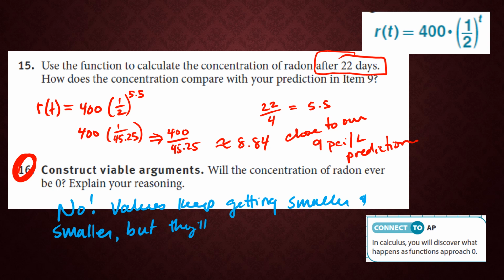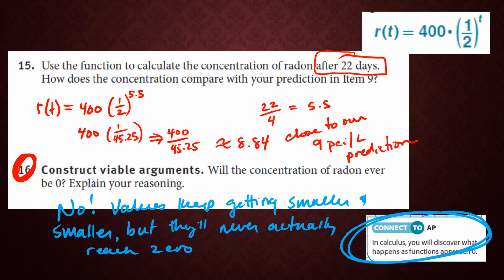That's because there's an infinite number of numbers, even between 1 and 0. They'll just keep getting tinier and tinier, smaller and smaller decimals. Never actually reach 0. And that'll be fun when you get to calculus. You get to discover what happens when functions approach 0. That's basically limit theory, and that'll be fun for you.